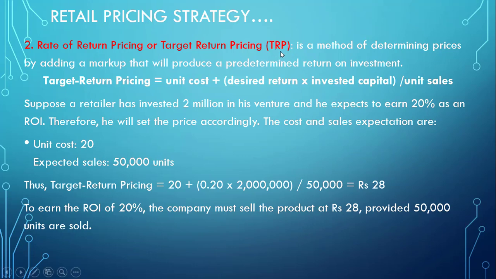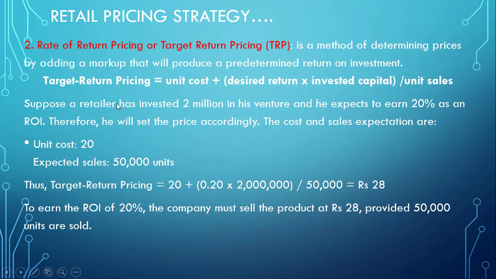The second strategy is known as rate of return pricing or target return pricing. In short, it is known as TRP. When you use rate of return pricing or target return pricing, it is a method where you set your price by adding a markup that will produce a predetermined return on investment, and this is the formula for TRP. TRP is equal to unit cost plus desired return multiplied by invested capital divided by unit sales.